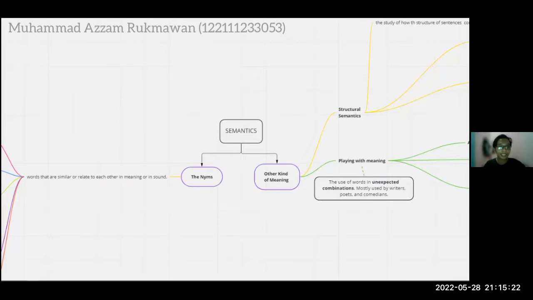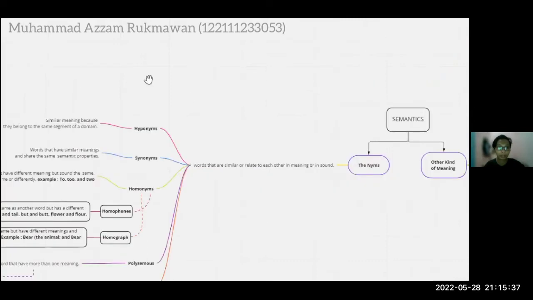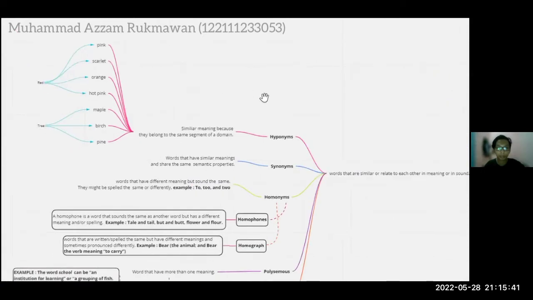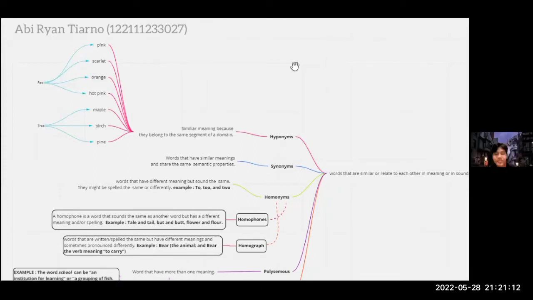All right. So what are names? Names are words that are similar or related to each other in meaning or in sound. There are hyponyms, synonyms, homonyms, and antonyms. Okay, let's move on to hyponyms, please. So what is a hyponym?